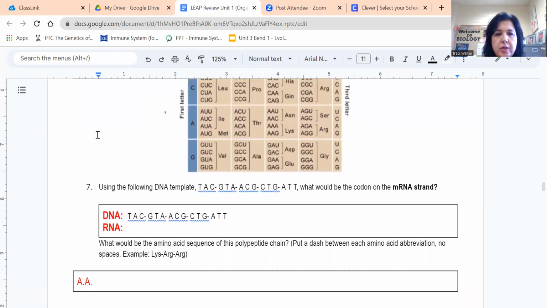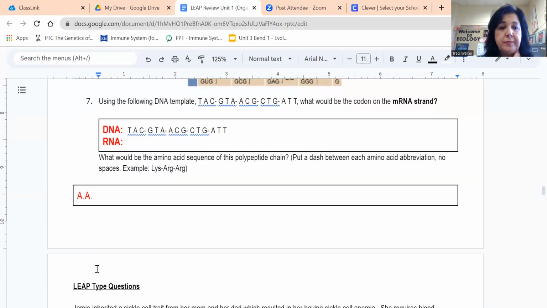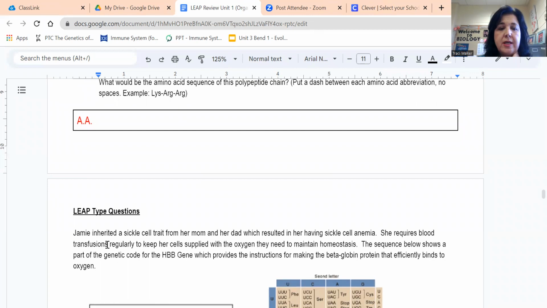So I want you to pause the video, and I want you to do number 7. Number 7 has 2 parts. First, you're going to do transcription and change DNA to RNA. And then you're going to do translation and use the chart up here to figure out what the amino acid sequence is for the protein. And then I want you to keep going.